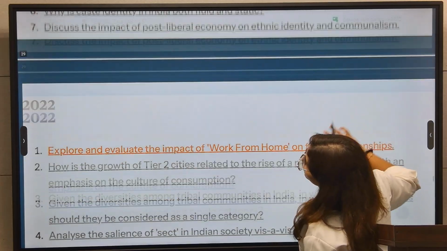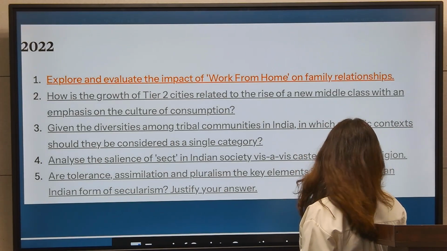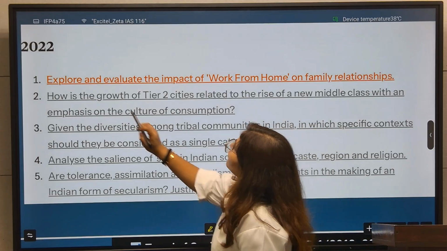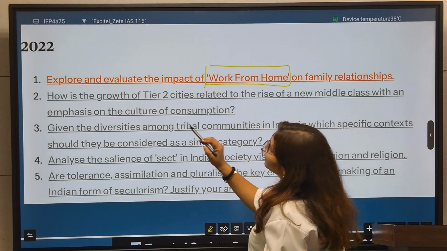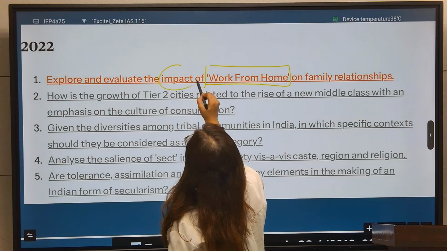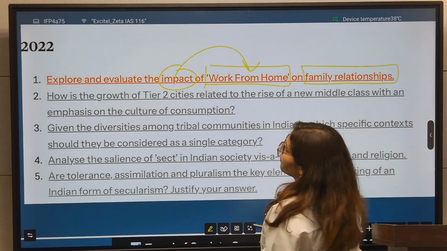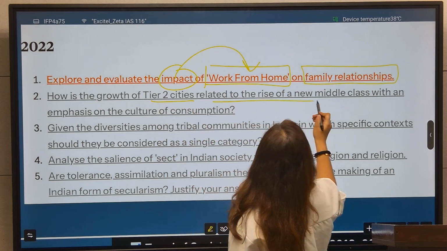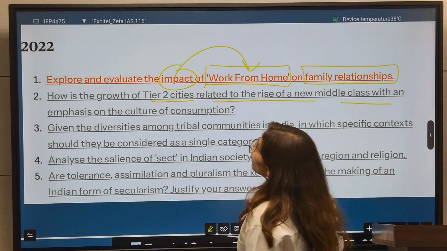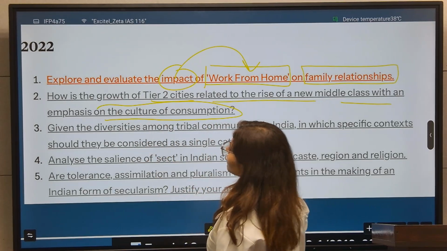In 2022, explore and evaluate the impact of work from home. So, you have to write the impact of work from home on family relationships. How is the growth of tier 2 cities related to the rise of a new middle class, with an emphasis on the culture of consumption?